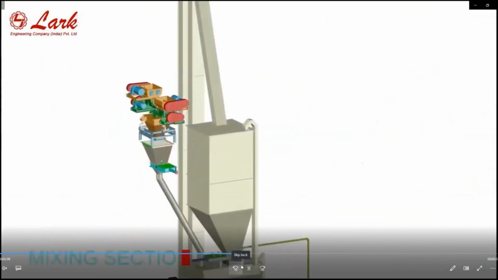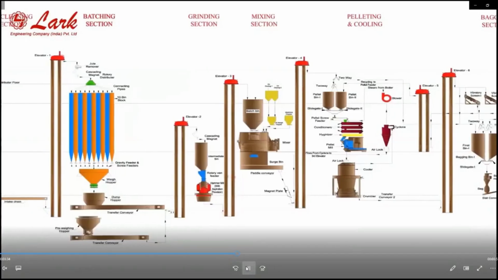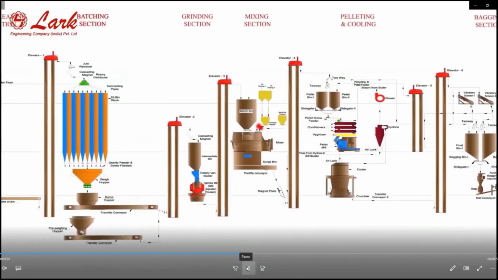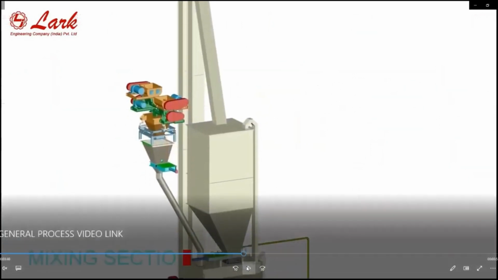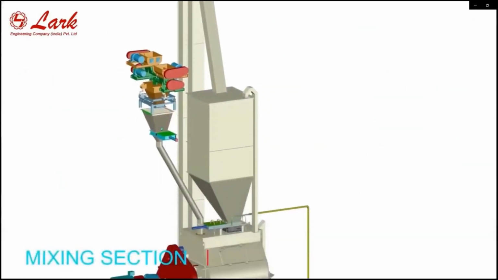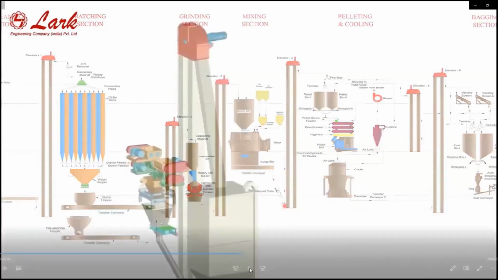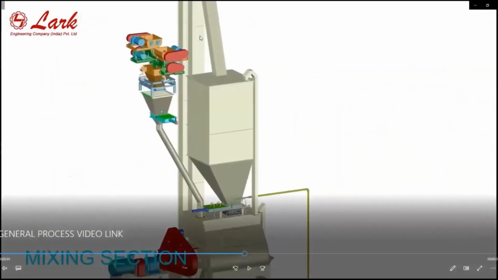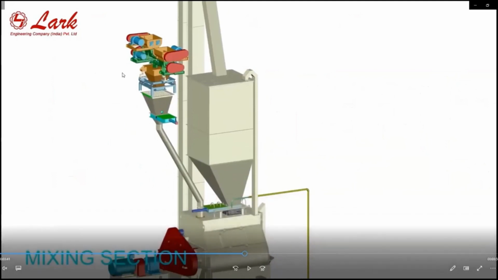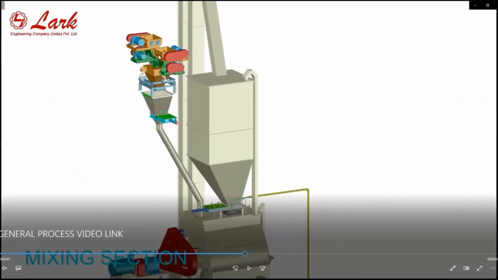Then comes the mixing process. This is the mixing process. At the top floor, we have two pre-mix hoppers where, as we discussed yesterday, we can either put medicines in the mixer manually, or we can auto dose with the help of the premix dosing bins. So these are the two premix hoppers at the top floor.